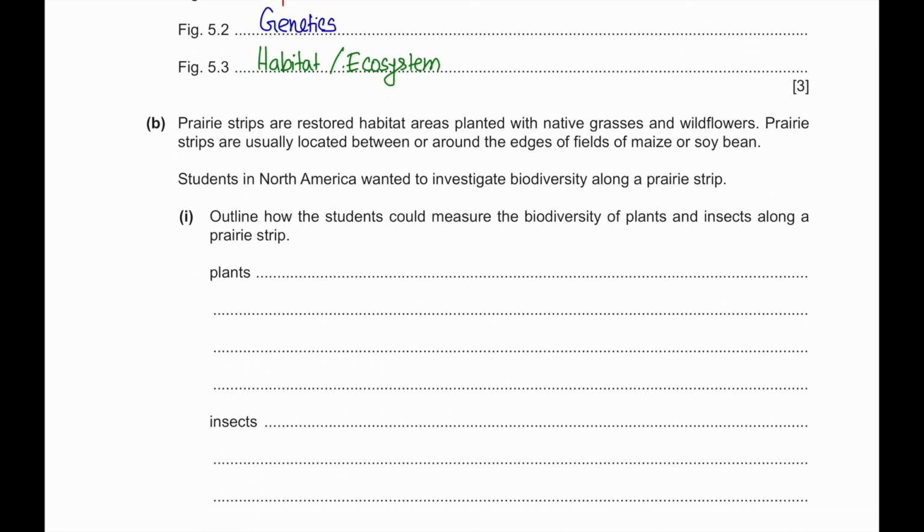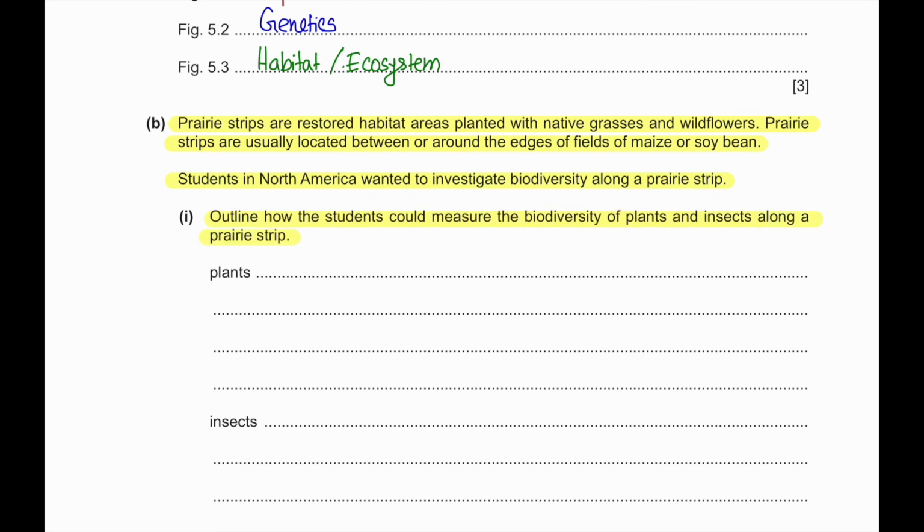Part B. Prairie strips are restored habitat areas planted with native grasses and wildflowers. Prairie strips are usually located between or around the edges of fields of maize or soybean. Students in North America wanted to investigate biodiversity along a prairie strip. Outline how the student could measure the biodiversity of plants and insects along a prairie strip.